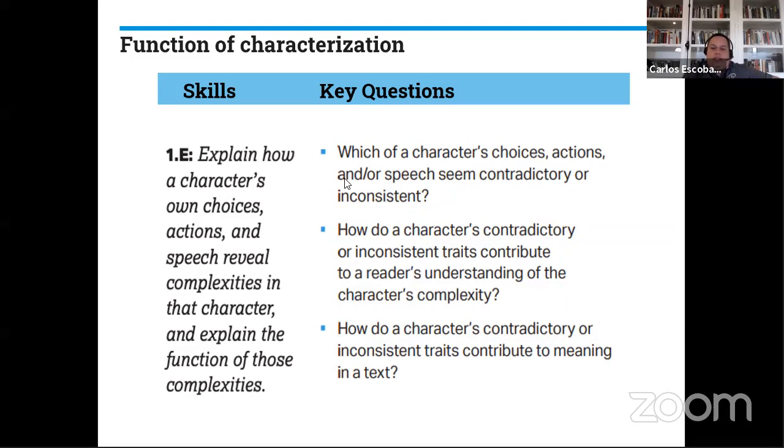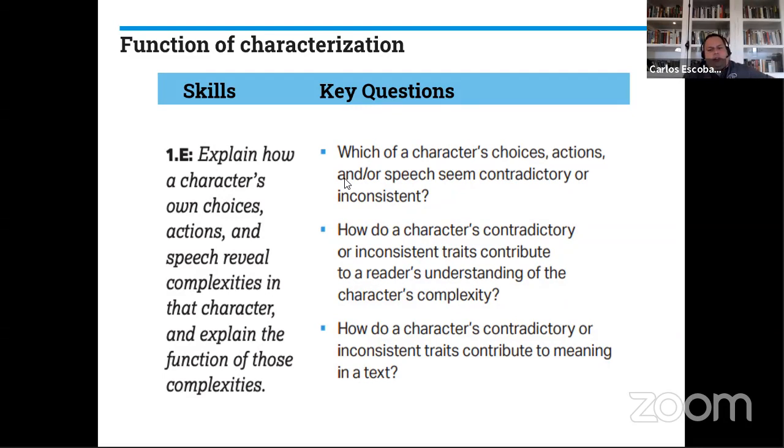Which of a character's choices, actions, and or speech seem contradictory or inconsistent? This is like Ms. Barber was saying, this has nothing to do with Frankenstein. This has to do with literature in general. So we saw the example that she gave us through the creature in Frankenstein, but you could put any character, whether you read Hamlet or Lear or Othello or Heathcliff or Mr. Darcy, you could put any character there and see what their actions, choices, and words reveal about them, particularly any inconsistency or ambiguity surrounding that character.